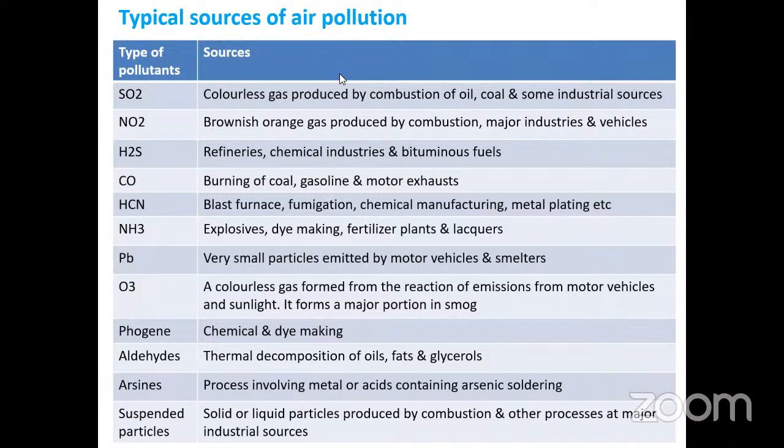Ammonia is mainly used in fertilizer industries. In explosives industries also, people are using ammonia. Dye making and lactose also are using this ammonia. From there, the release of ammonia is there. Ammonia is a poisonous gas which affects the very sensitive parts of the human being, like the nose and eyes.